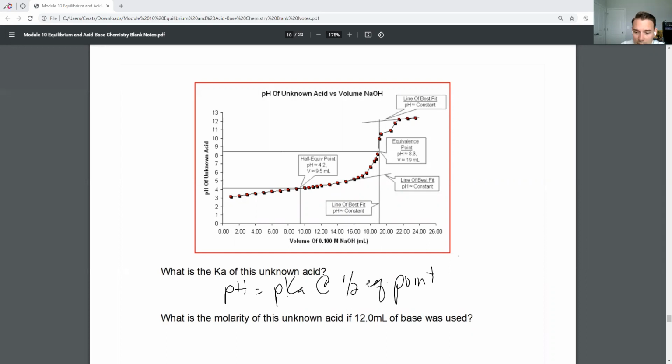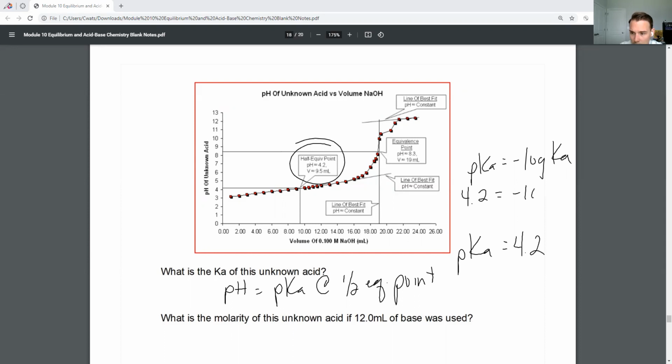So the pKa is 4.2 because this is my half equivalence point. And remember, pKa is the negative log of the Ka. So 4.2 is equal to the negative log of x. So the Ka is equal to 10 raised to the negative 4.2. I'm sorry, I'm just doing all of the steps. I don't think you care about how the math works. 6.3 times 10 to the negative fifth.